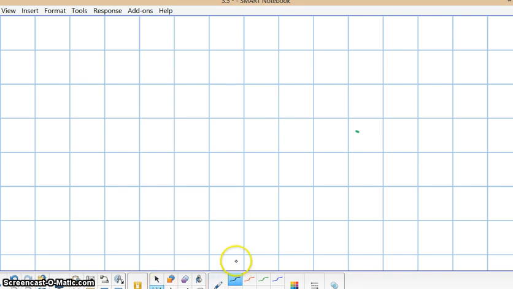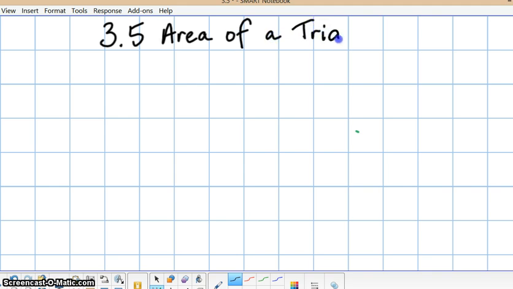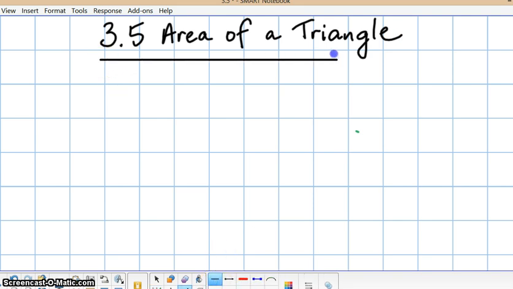Now, the title for this will be 3.5, area of a triangle. So make sure that you use your ruler to underline the title.